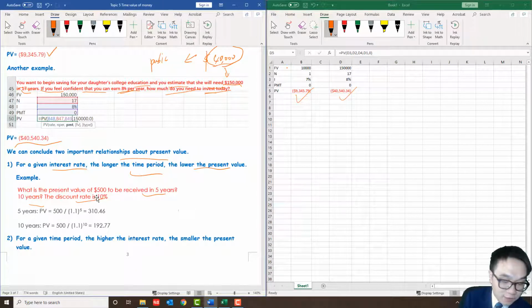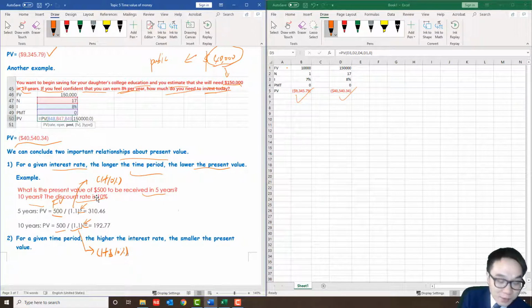Say, if the period is 5 years, then we put T as 5. If the period is 10 years, then we put the period as 10. The other things don't change. The future value is 500. The interest rate factor is 1.1. This is a discount factor, right? It's coming from 1 plus 10%. This is also 1 plus 10%.